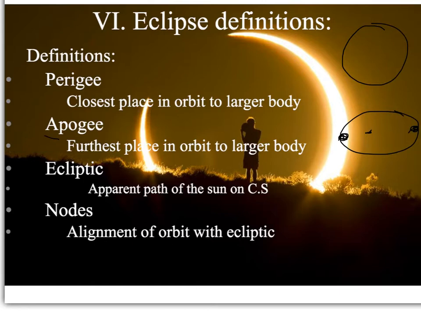We don't have eclipses every month because the orbit of the moon is slightly off. It is 5 degrees off from the orbit of the Earth. So if here is the orbit of the Earth, the orbit of the moon is like that. So we can only have eclipses when it's on the node like that.